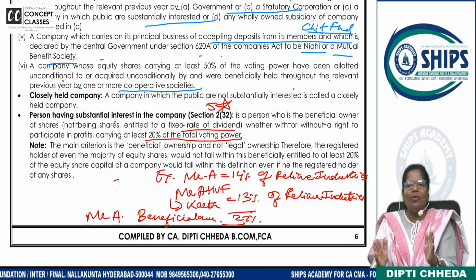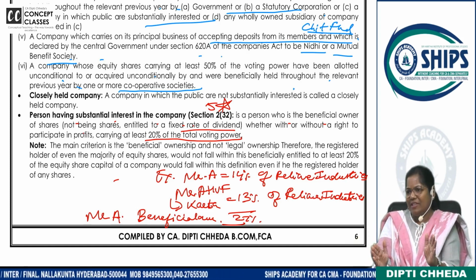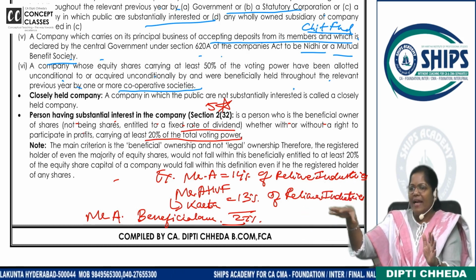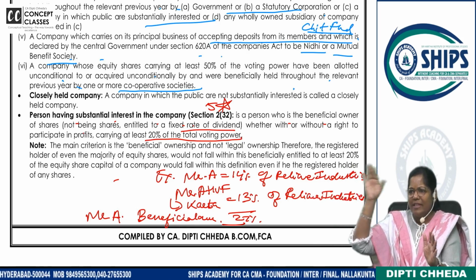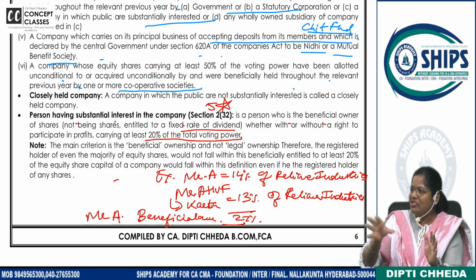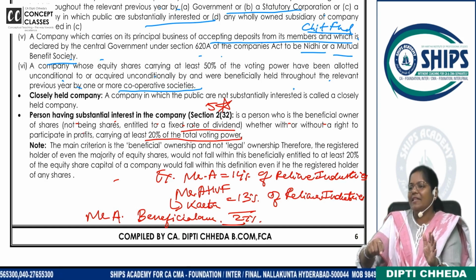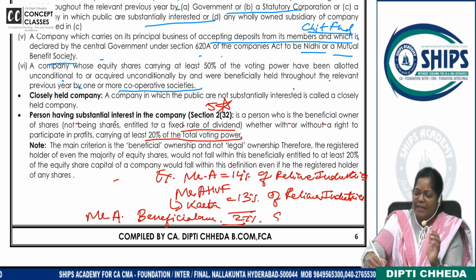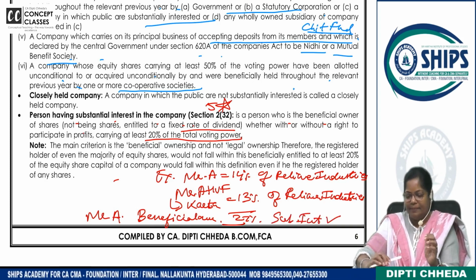Legally Mr. A is owning 14% share, but Mr. A HUF is owning 13%. That also, there also his mind is only working as a karta. Here also is only. So beneficial ownership is how much? 27%. Is Mr. A having substantial interest in the company? Yes. Write down this example.